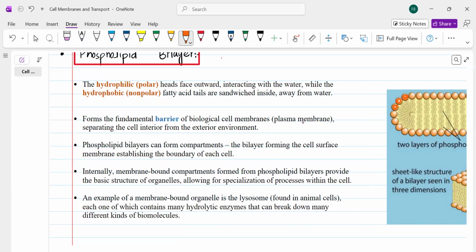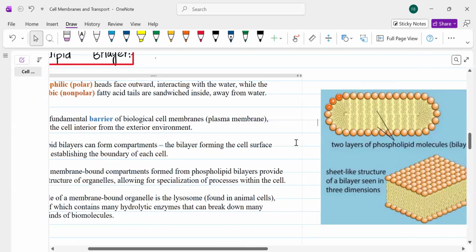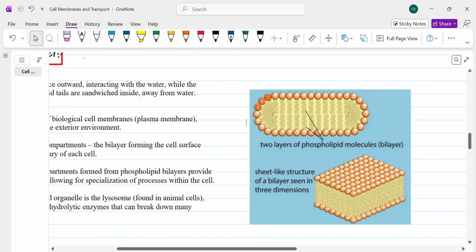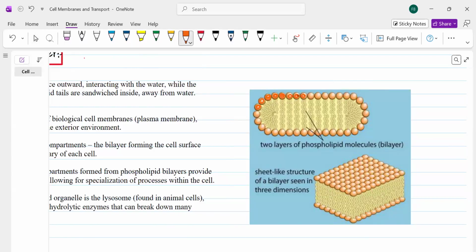While the hydrophobic non-polar fatty acid tails are sandwiched inside. Okay, these tails are sandwiched in between. Are you getting this? That outside you have a phosphate. There is a phosphate in the head part. So this is known as hydrophilic. The outside part is hydrophilic because of the presence of the phosphate group.